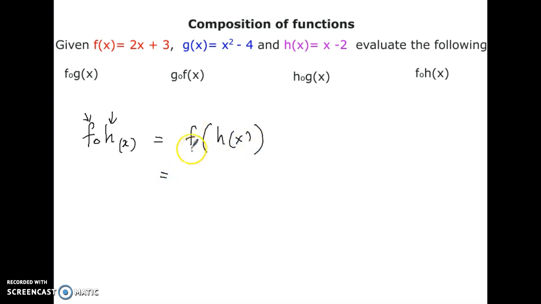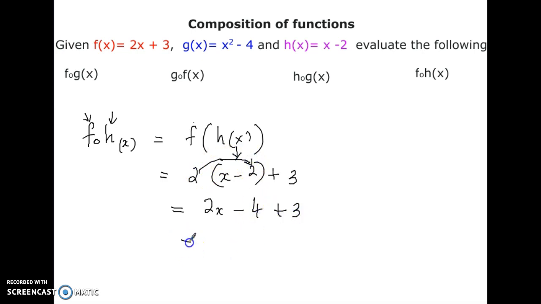So in the rule for f, I'm going to write the rule for f here. I'm going to start with f, right? 2 times x plus 3. But instead of x, I'm going to plug in h of x. And h of x is x minus 2. So we get, let's distribute 2 inside since it's in parentheses over there. 2 times x, minus 2 times 2, negative 2 is negative 4, plus 3. When we combine like terms, we get 2x minus 1.